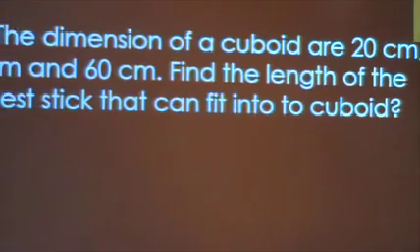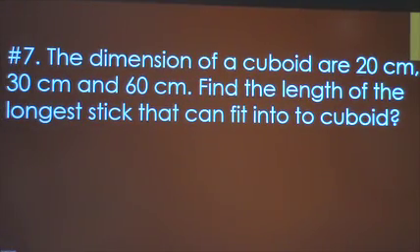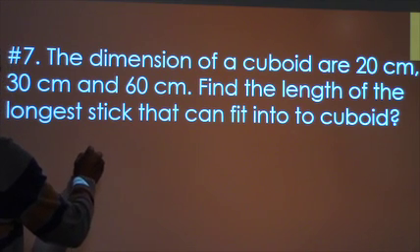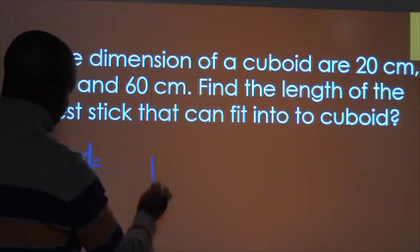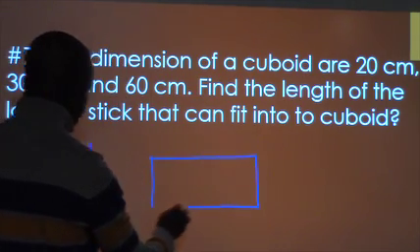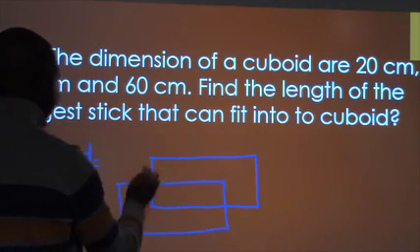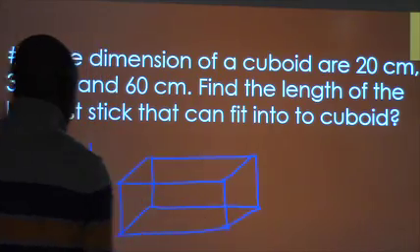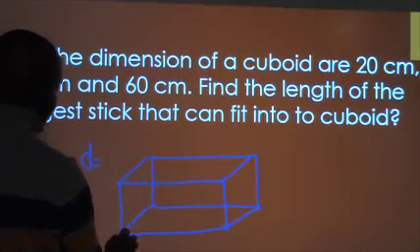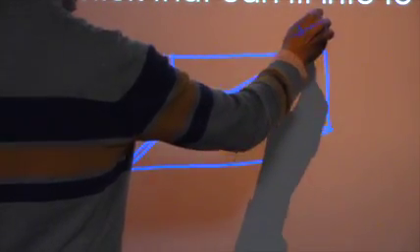The dimensions of a cuboid are 20 centimeters, 30 centimeters, and 60 centimeters. Find the length of the longest stick. Well, this is a formula that we did not use, but basically we have to find it like a hypotenuse. So let me draw it and show you how simple and easy this process is. What we want to find is the longest stick, this is this dimension that we're trying to find.